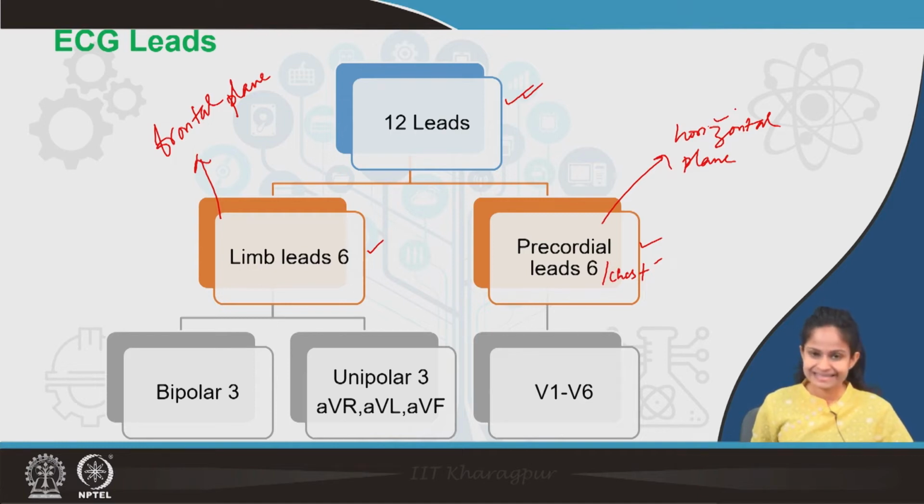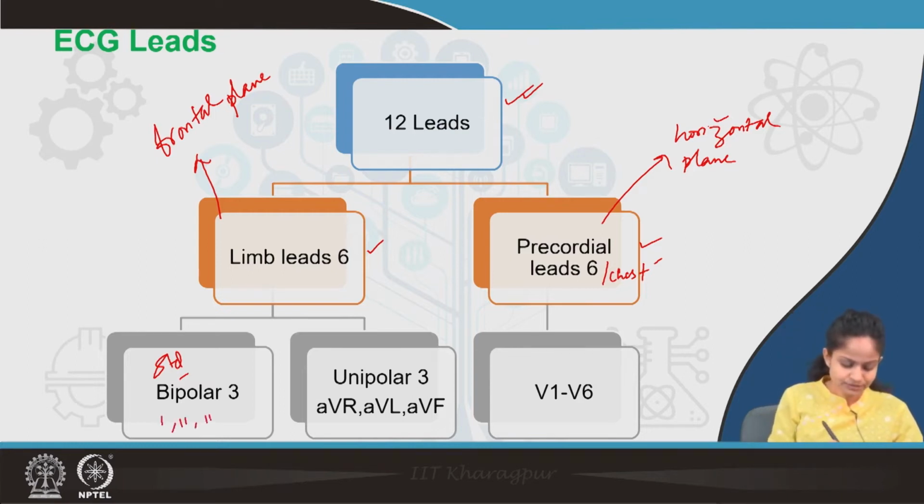Now, out of the 6 limb leads, we have 3 standard bipolar limb leads, which are lead 1, lead 2 and lead 3. Then we have the unipolar limb leads, those are also 3, where A stands for augmented. We will come to that later.